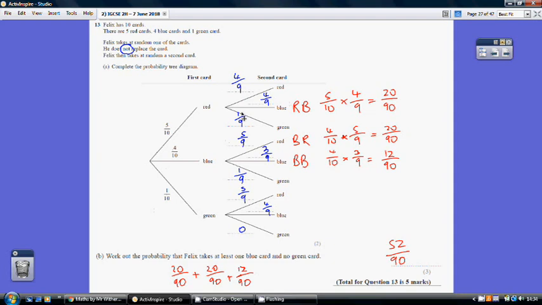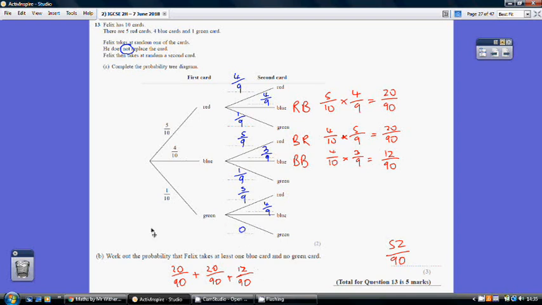Now, what about if a blue's been chosen first of all? The chances of getting a red is going to be 5 out of 9. One of the blues will have gone, so the chances of getting a blue will be 3 out of 9, and the chances of getting a green will be 1 out of 9. Now, what about if we've selected a green to start with? The chances of getting a red are going to be 5 out of 9, blue 4 out of 9, and 0 probability of getting a green because the green one's already gone.